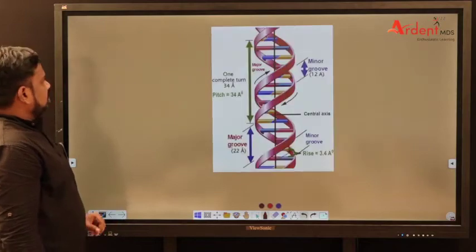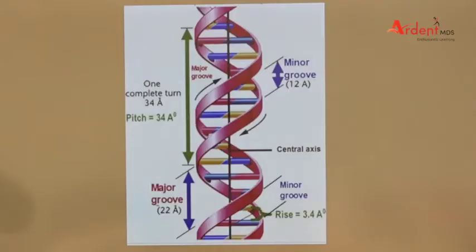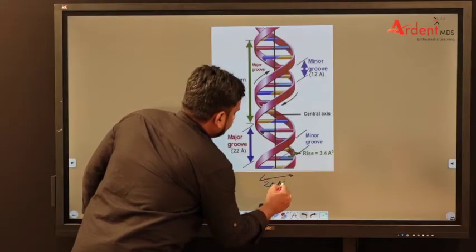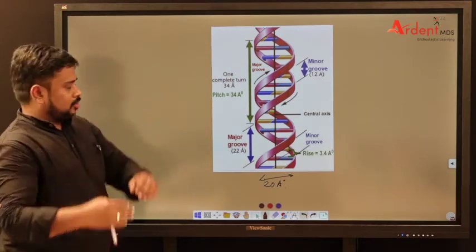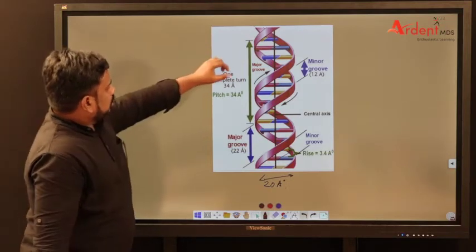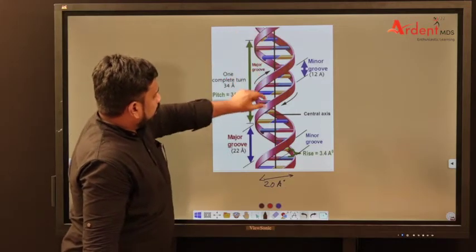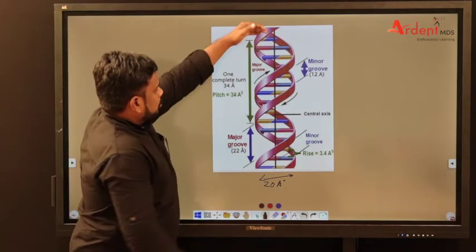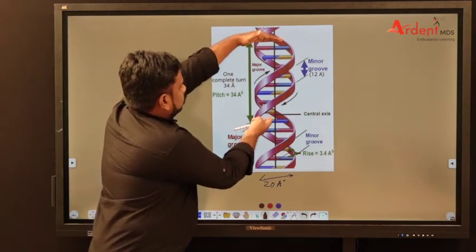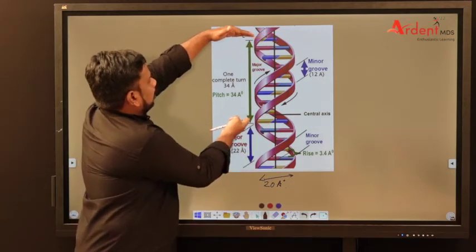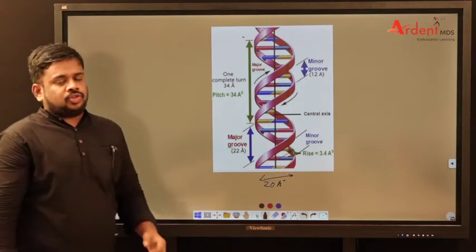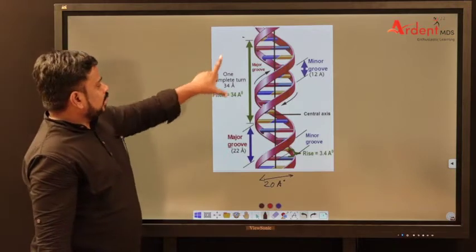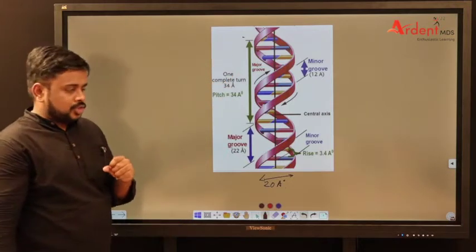And what else you have to know? Apart from this, what is the diameter of the DNA? Diameter of the DNA is around 20 angstrom, because of the double helix structure. So if you see 4 plus 4, 8, 8 plus 2, 10. So these 10 base pairs together make one complete turn of the DNA. One complete turn is called the pitch. So the length of the pitch is around 34 angstrom.